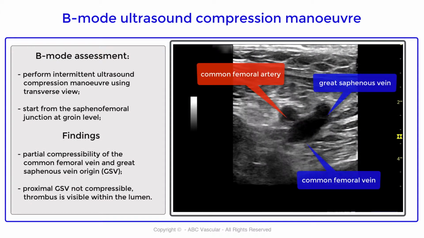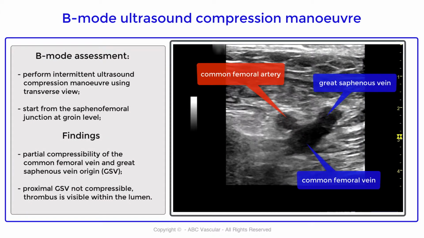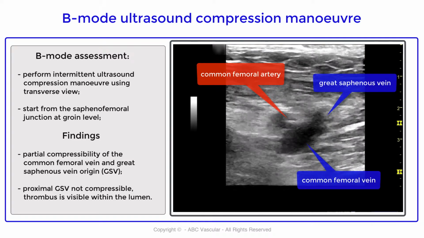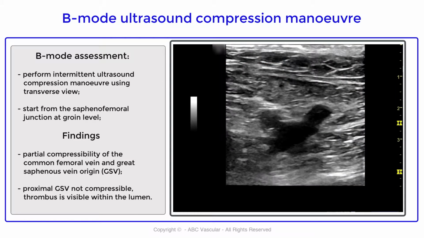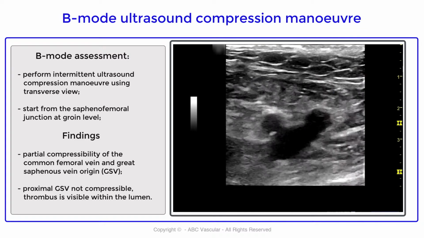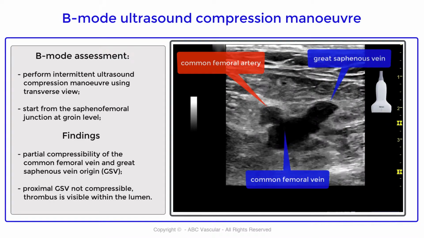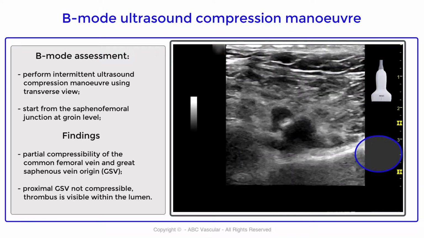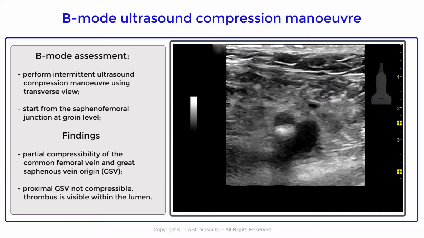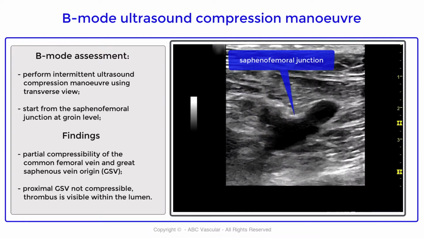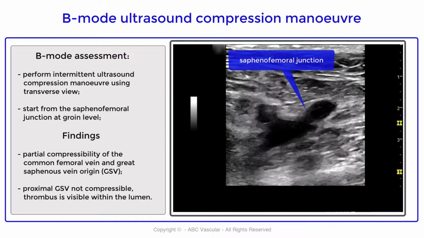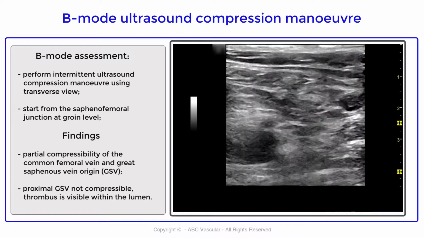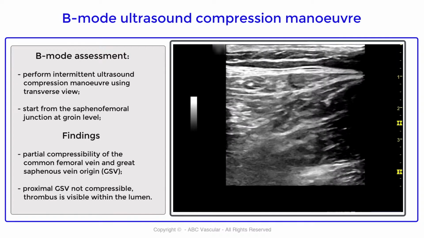The first step is to perform intermittent compression ultrasound manoeuvre at the level of the groin, where the common femoral vein is visible alongside with the saphenofemoral junction. The intermittent compression demonstrates a partial compression of the common femoral vein. The intermittent compression ultrasound manoeuvre is therefore performed throughout the course of the great saphenous vein.